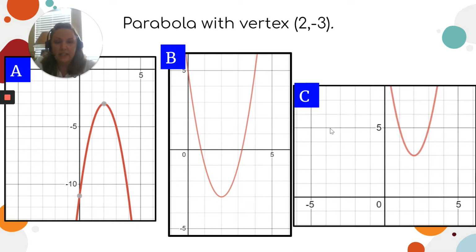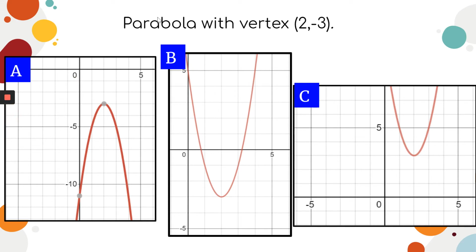So let's take a look at these 3 parabolas and determine which 2 are truths and which one is the lie. I'm looking for a parabola with the vertex 2, -3. Here's the vertex on A. Where is this when I look at my coordinate grid? Over 2, down -3.